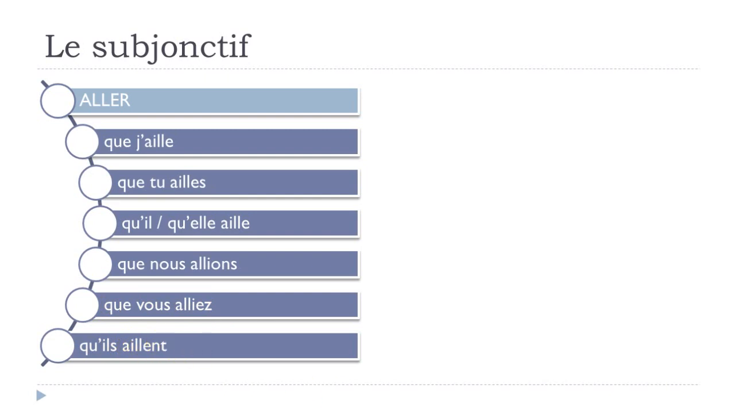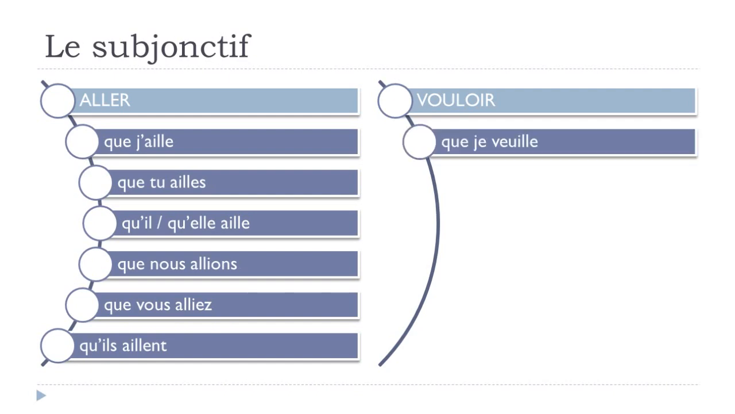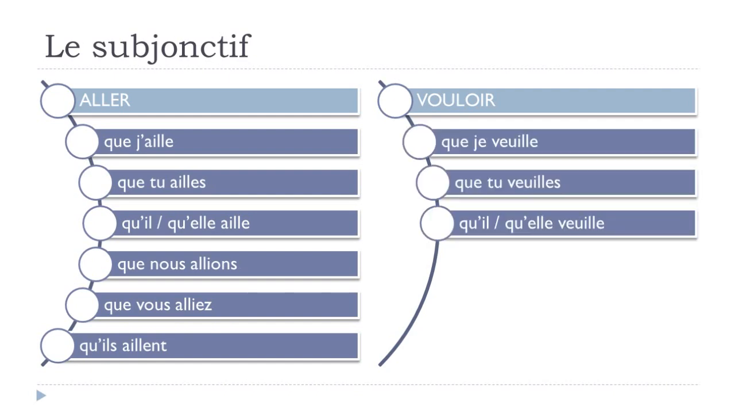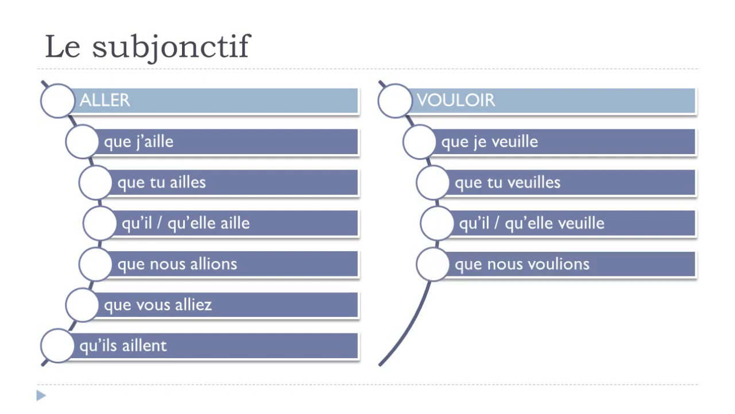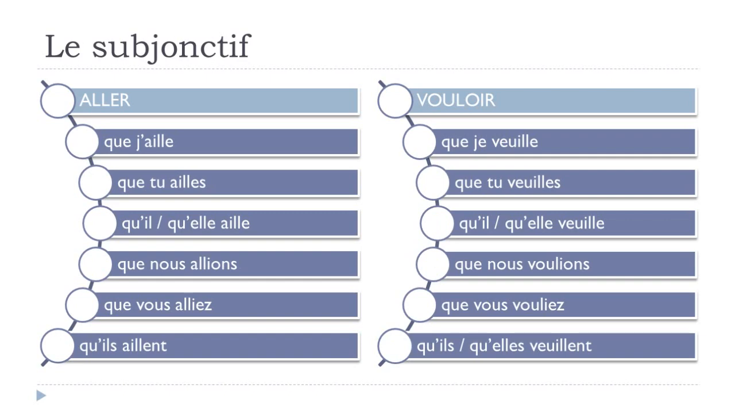All right? And the other tricky verb is vouloir, to want: que je veuille, que tu veuilles, qu'il veuille, qu'elle veuille, que nous voulions, que vous vouliez, qu'il veuille, qu'elle veuille. Same thing here. We have quite an important difference between the je, tu, il, and nous, vous. Que je veuille, que tu veuilles, qu'il veuille, qu'elle veuille, que nous voulions, que vous vouliez, qu'il veuille, qu'elle veuille.